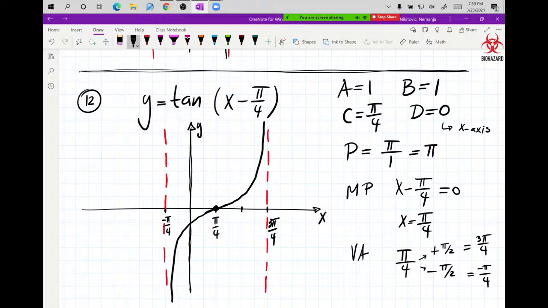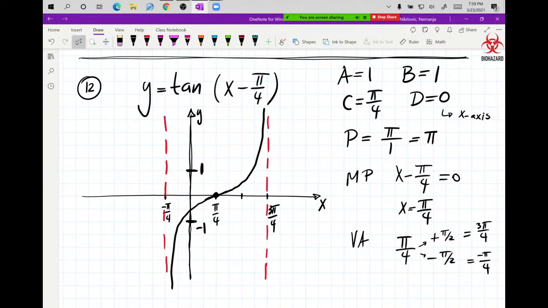And that ends the tangent graph. Oh, I forgot to mention again that curvature. So we'll put 1 and negative 1, right? Our amplitude. I almost forgot about that. And I think that's it. That's it for the tangent.